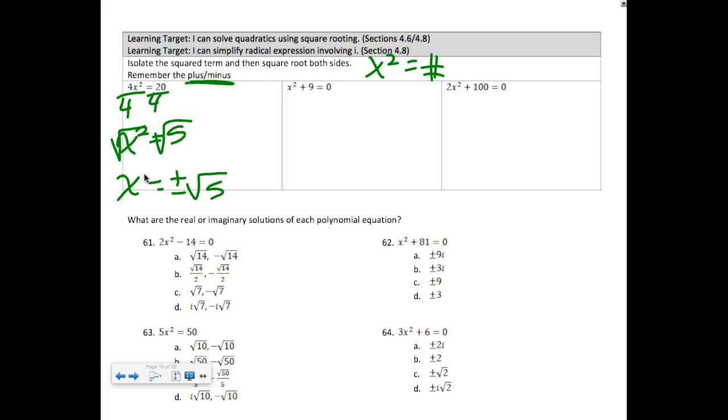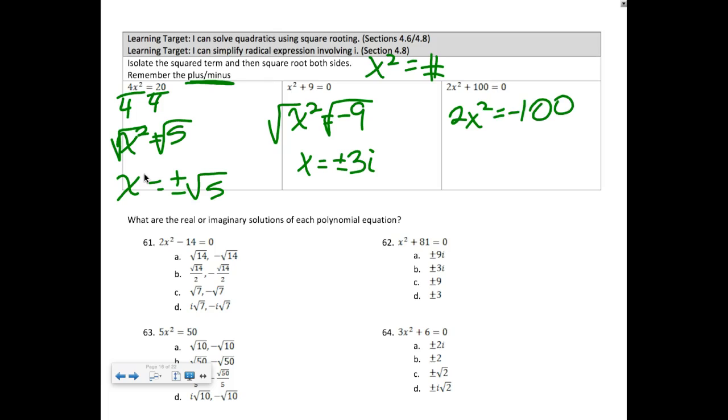I'm going to subtract 9 this time, so I'm going to have x squared equals negative 9. Again, we can square root now. 9 is a perfect square, but I do have a negative, so we're going to say x equals positive or negative 3i. We already see the difference between those two. Okay. Our last one here, I have to subtract the 100, and I also have to divide by 2. So I'm going to have x squared equals negative 50.